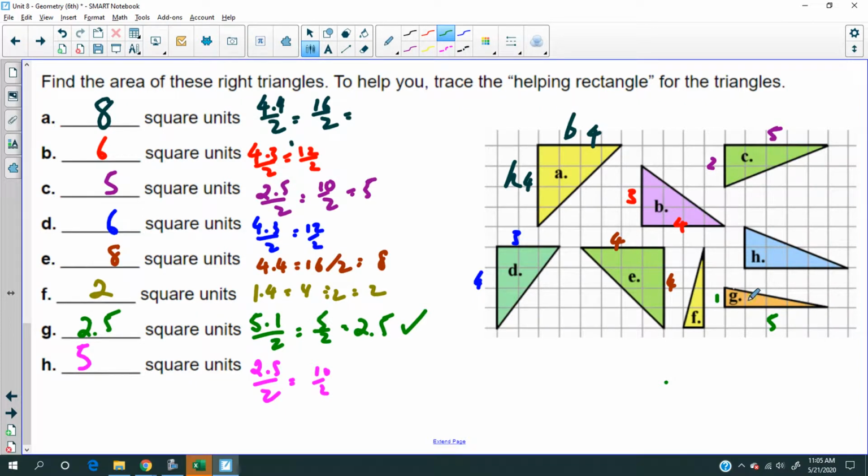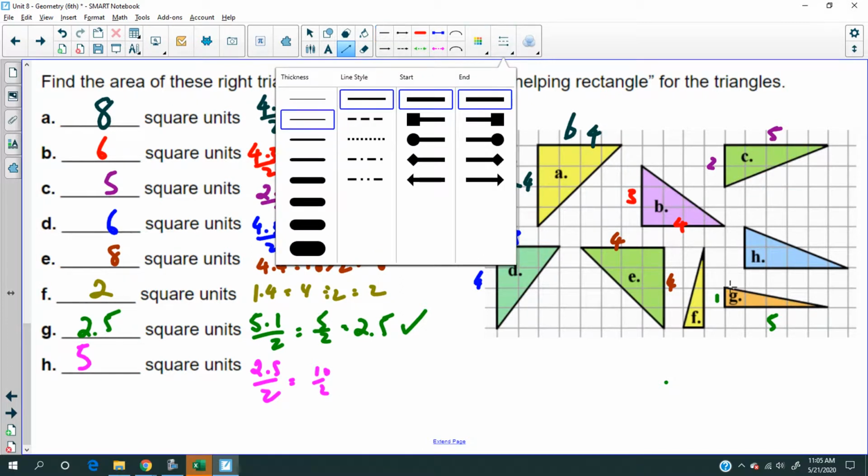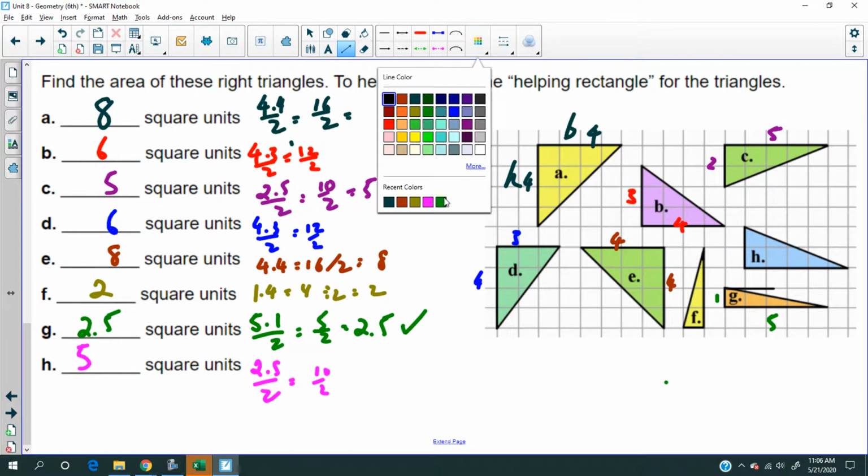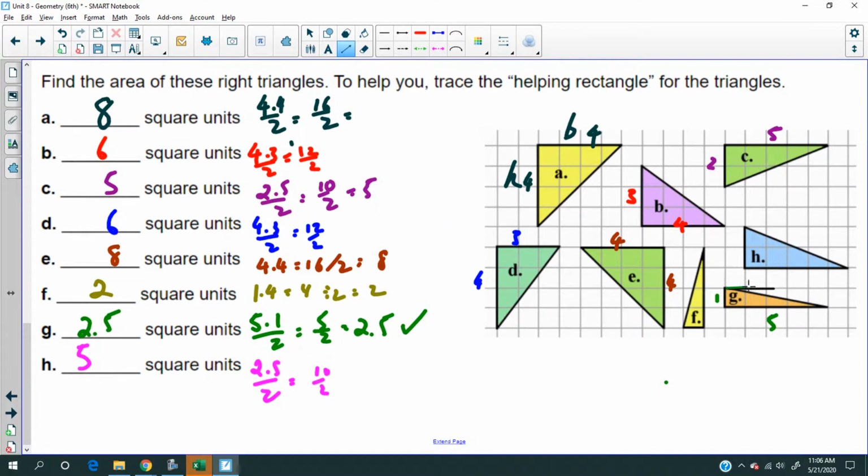If I double this, I'm trying to prove a point that I made the other day. If I take G and make another one of it and put the two triangles together, wouldn't we have a rectangle right here? And what's the area of a rectangle? 1 times 5, which is 5.